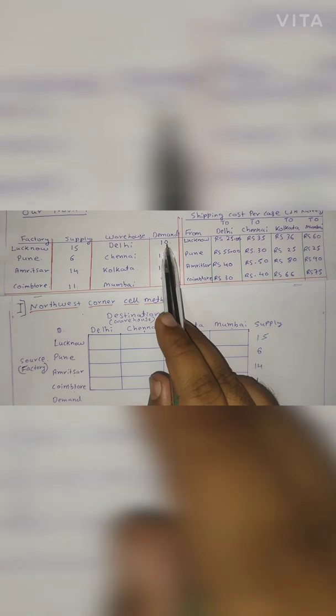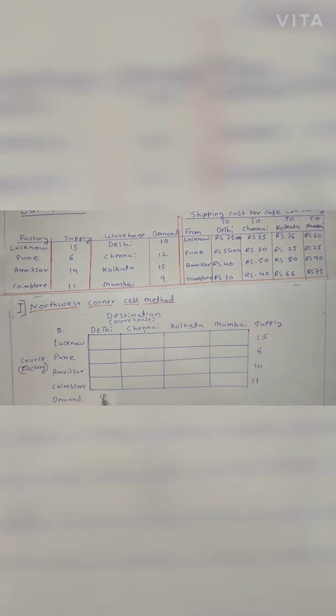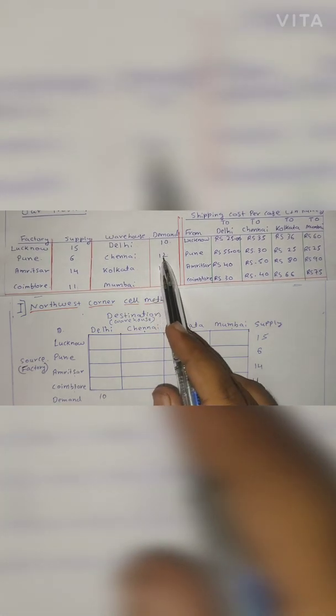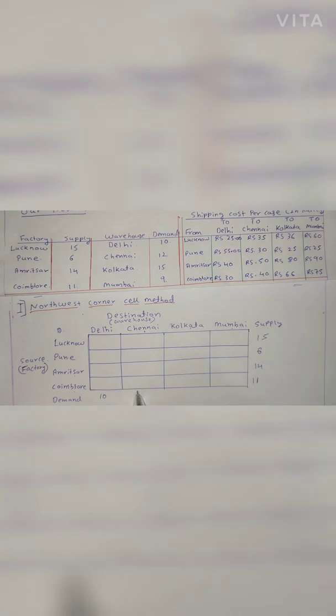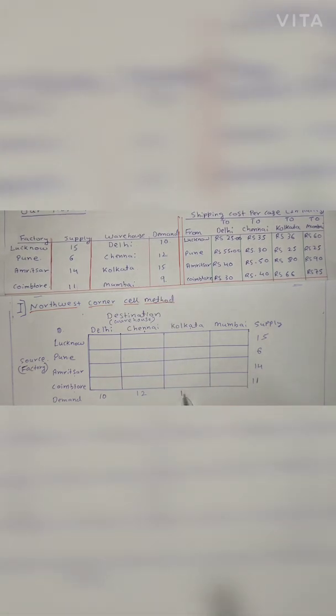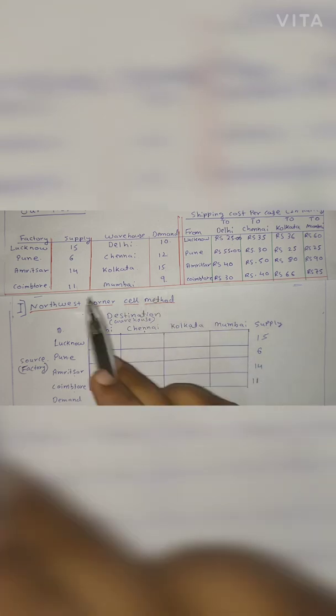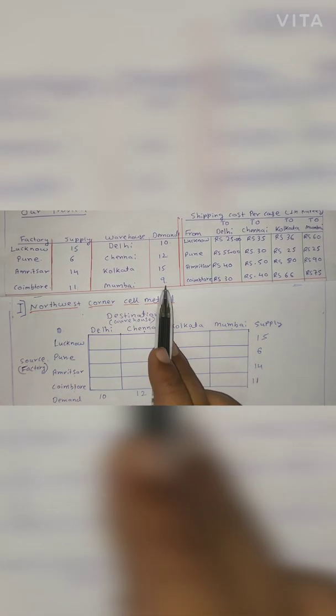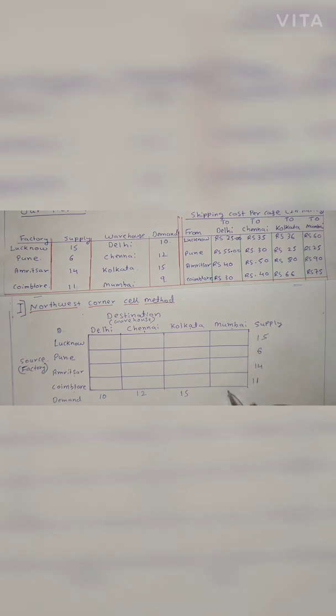Demand from your Delhi warehouse is 10. Demand from your Chennai warehouse is 12. Demand from your Kolkata warehouse is 15. Demand from your Mumbai warehouse is 9. So here these all are demands, these all are supply.